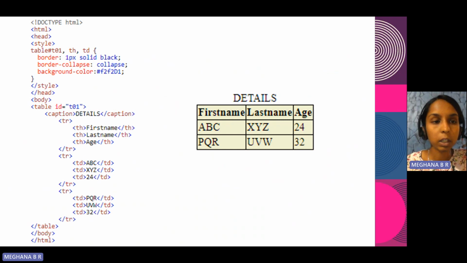So this is the example. Here we have used table id equal to T01, that is the ID name. In the style we have used #T01, that is the ID, and th, td. We have added the border-collapse and background-color properties. So we have got the background with the cream color, and also we have added the caption, that is Details, and we have got Details as a caption above the table as in the output. So this is the code.